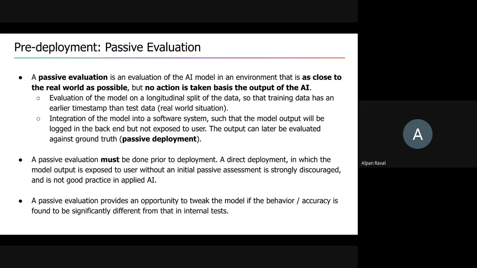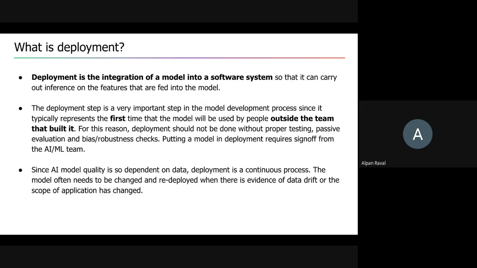Okay, let's push ahead. Maybe I'll interchange the two slides. Let me just remind people what a deployment is. We've talked about passive deployment and passive evaluation, but true deployment is essentially the integration of an AI model into a software system so that it can carry out inference on the features that are fed into the model. This is a recap. I'd already mentioned this probably in session one, that this is what we mean by deployment.